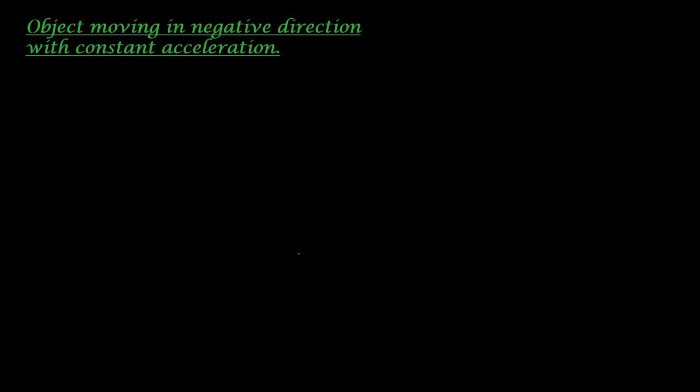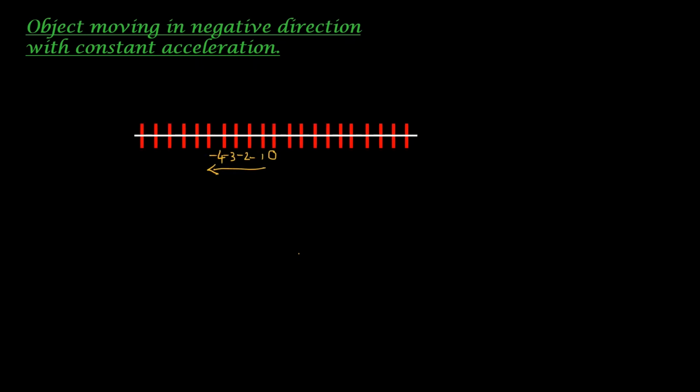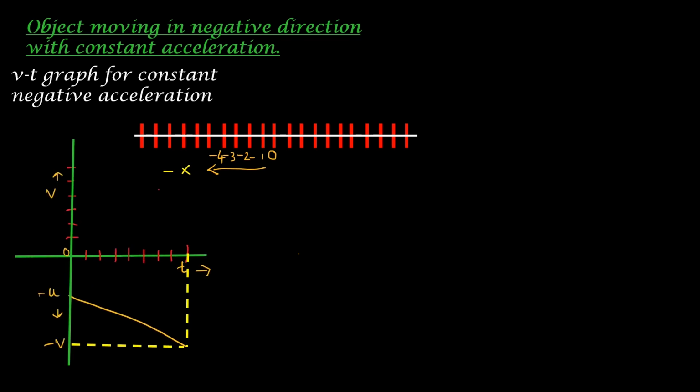Now let us see how we can plot the graph when the object is moving in negative direction with constant acceleration. The object is moving from the origin along the negative x-axis. We will see the velocity time graph for this negative acceleration in negative direction. Negative acceleration means velocity is decreasing. It is in the negative direction. So we have to show it in the negative y-axis. This is positive y-axis and this is negative y-axis.